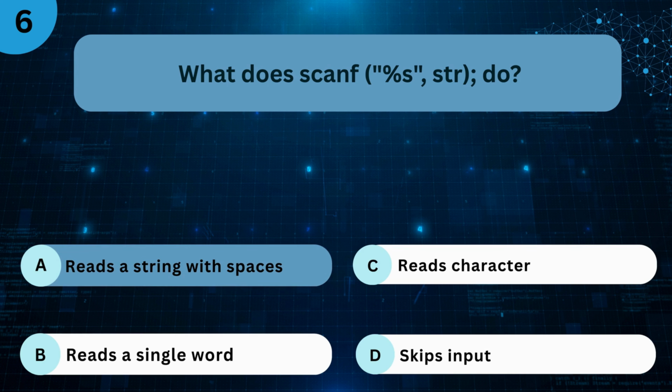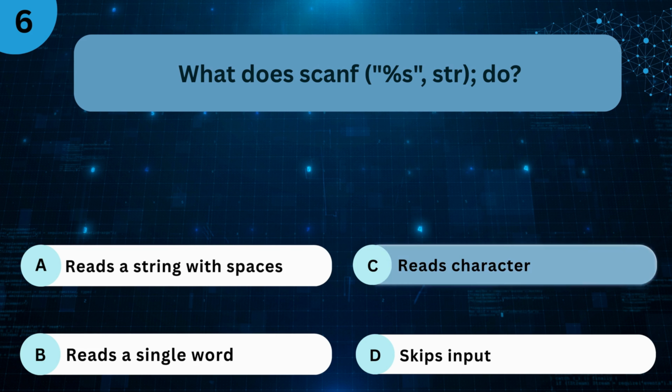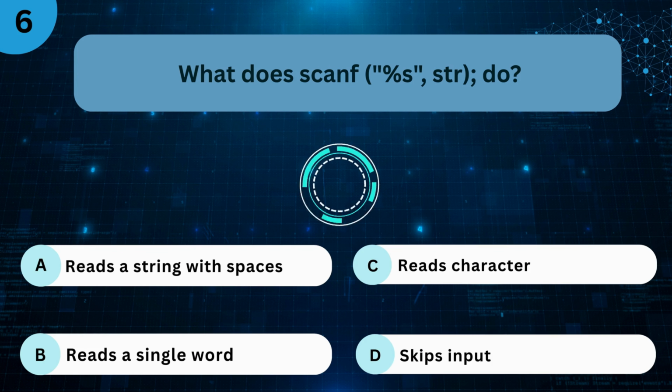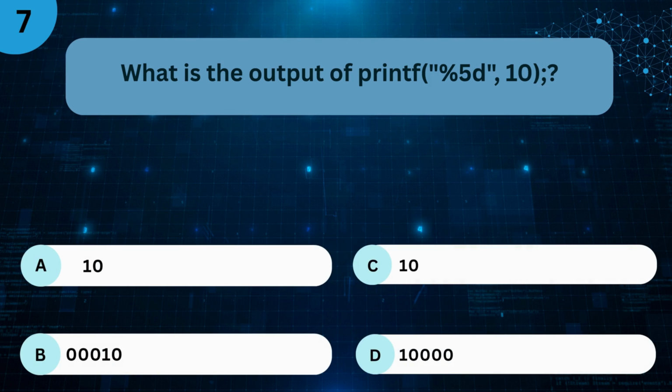A. Reads a string with spaces. B. Reads a single word. C. Reads character. D. Skips input. The right answer is B. Reads a single word. What is the output of printf?